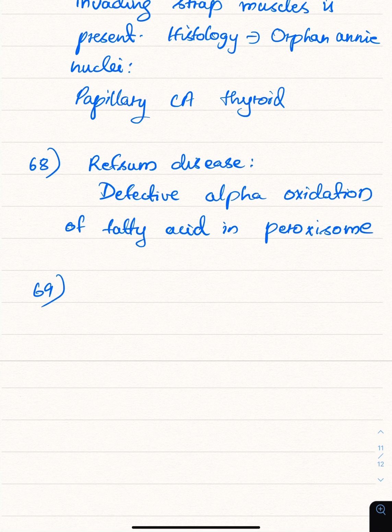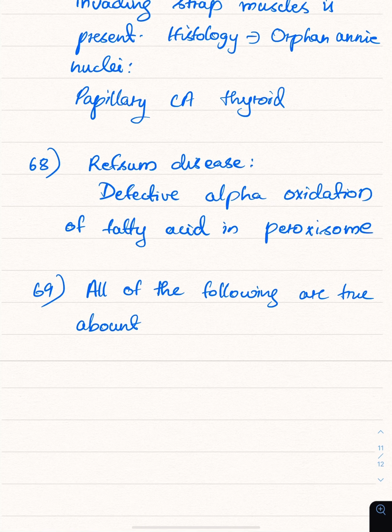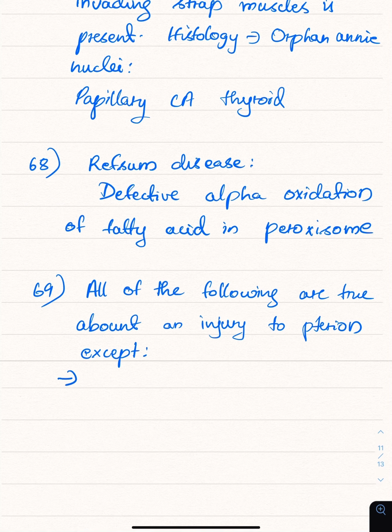Okay, the next question. All of the following are true about an injury to pterion except. The questions were discussing the bones which were involved in pterion, and the other options I don't exactly remember, but we could rule them out. It's a very basic question. If you just think you'll be getting the answer. The answer was meningeal carcinoma. I reached the answer by eliminating the other answers.